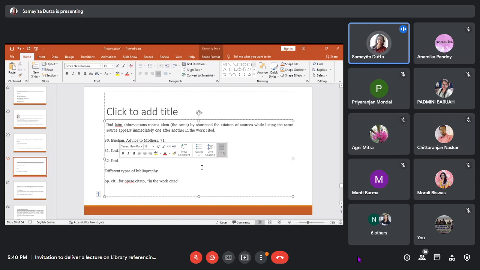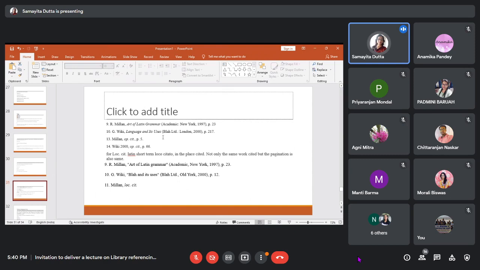Op. cit., meaning opposite, in the work cited, is similar to Ibid., but here the sources do not come immediately one after another. With different note numbers, you should use Op. cit., indicating the author name first, and after that the same source, indicating the same work.